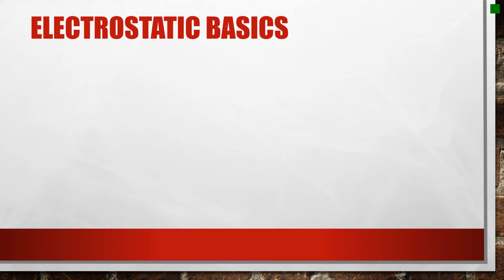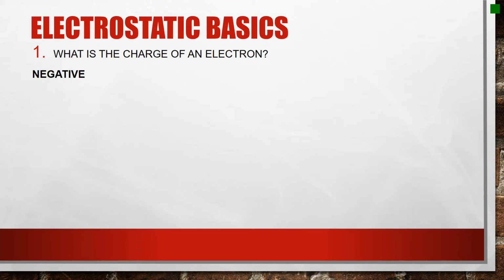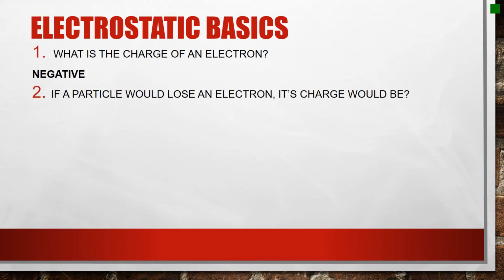electricity is created. So the first thing you need to know is what is the charge of an electron? Because it's really going to be these electrons that are producing electricity. The movement of these electrons conducts electricity. So what's the charge of an electron? It is negative.